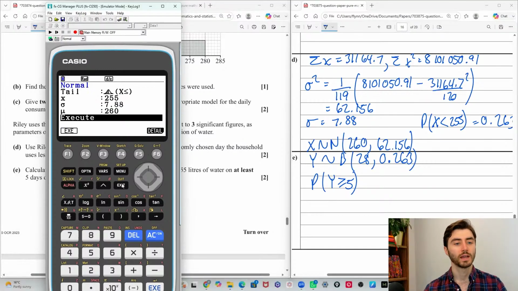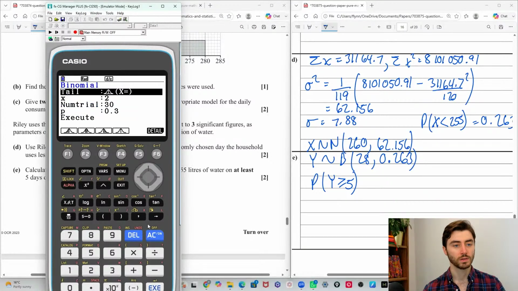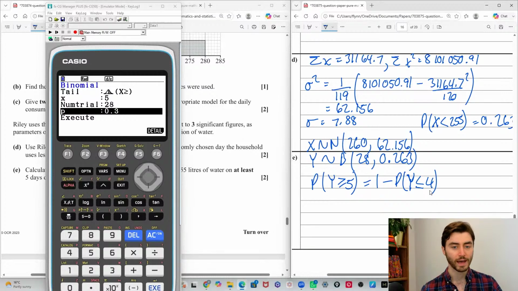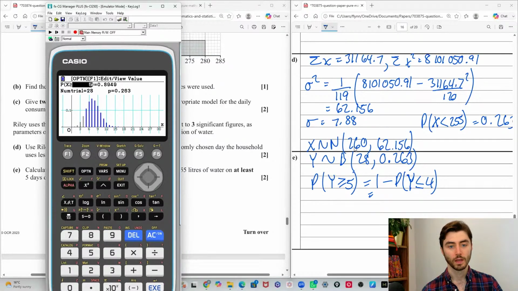So I'm going to exit, go back to binomial. So this tail I want bigger than or equal to 5. Num trial 28. Now remember, if you were not using this calculator, your calculator might only have the binomial CD, which would require you to say that's 1 minus the probability that Y is less than or equal to 4. So just be careful with that. Now, num trial 28, p is 0.263. Let's execute that. I get 0.895.